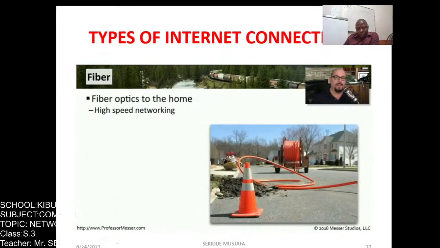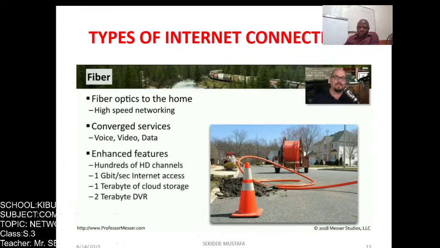We've been using fiber in the enterprise for many years to provide internet connectivity, and we're starting to see more fiber rolled out to the home. This provides very high-speed networking and allows us to send many different services over that single fiber. So voice connectivity, our video connections, and our data can all be running over a single fiber to our house. This increase in available bandwidth also brings a number of new services. You have a lot more HD channel connectivity than you might have with a copper connected service. And this also allows you to send and transfer a lot of different types of data out to the cloud. You might also see enhanced capabilities with DVR and video capabilities using this additional bandwidth.